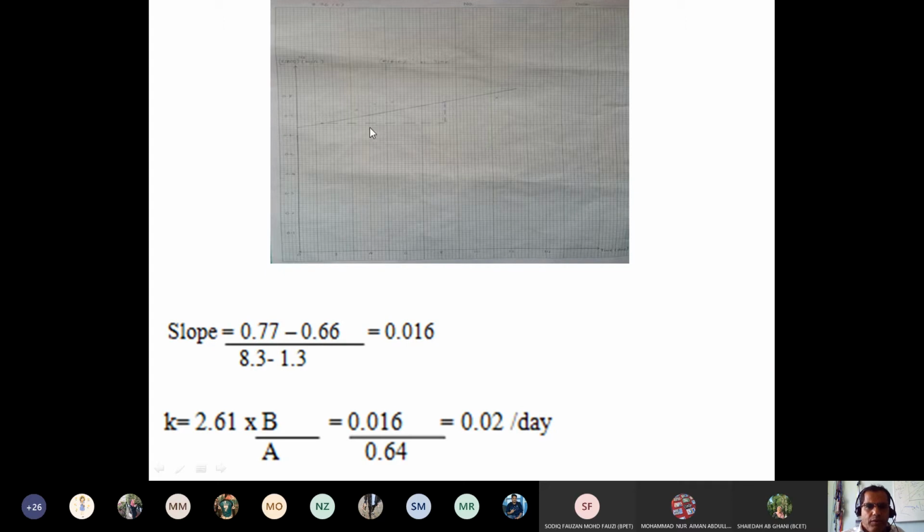So I will take this point. That will be here y2, y1. This will be x2. This will be x1. I will get 0.016.